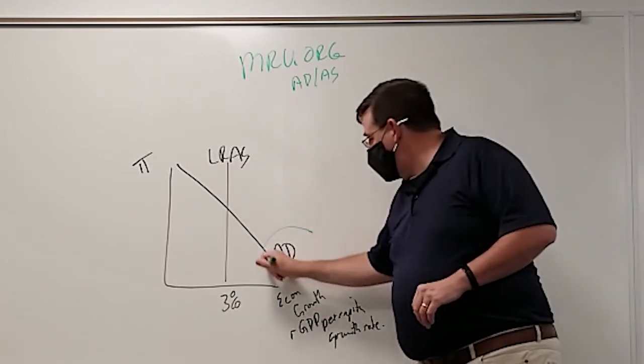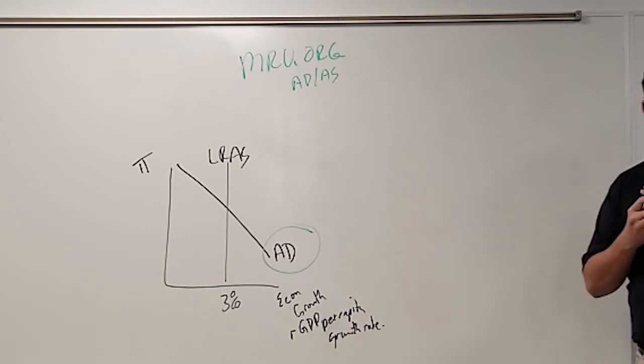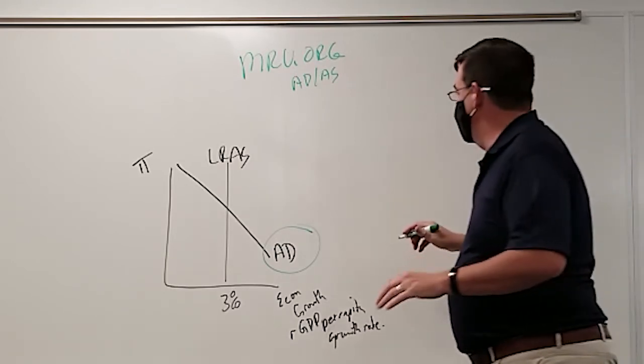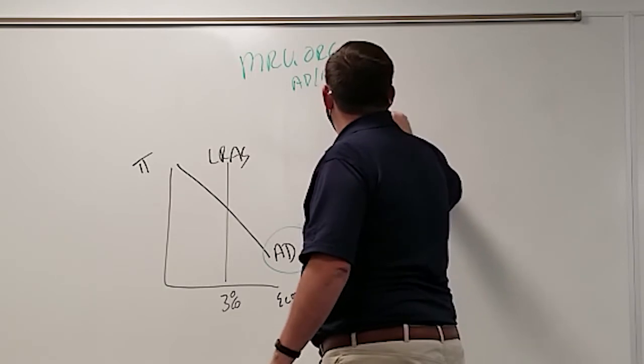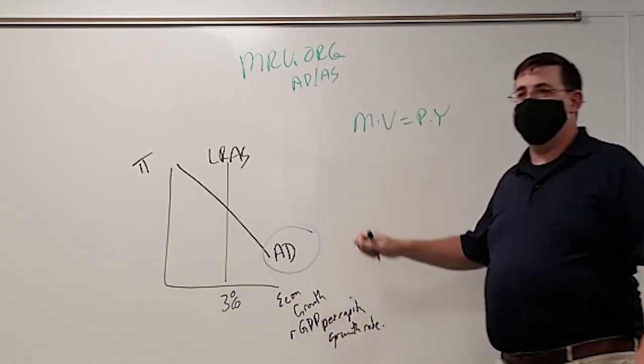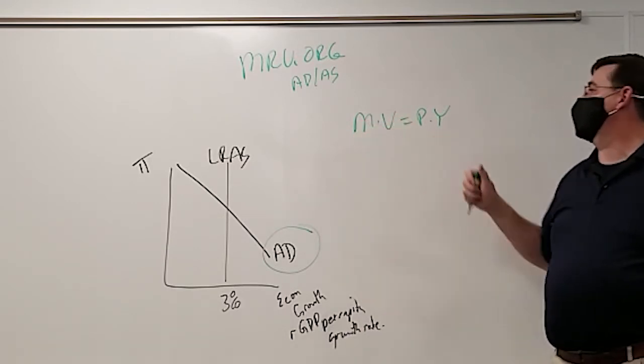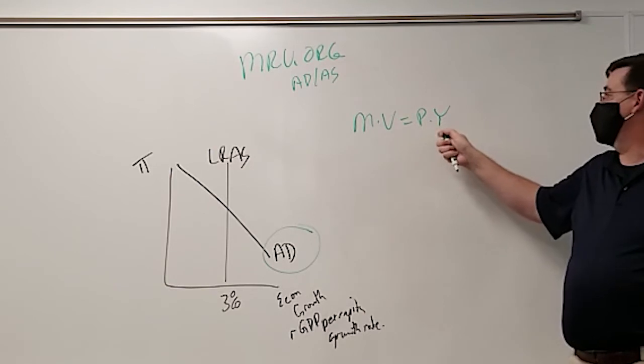This aggregate demand piece has to do with monetary theory, which we did talk a little bit about already. You'll remember that M times V equals P times Y. The quantity of money times the velocity of money is equal to the price level times real output.